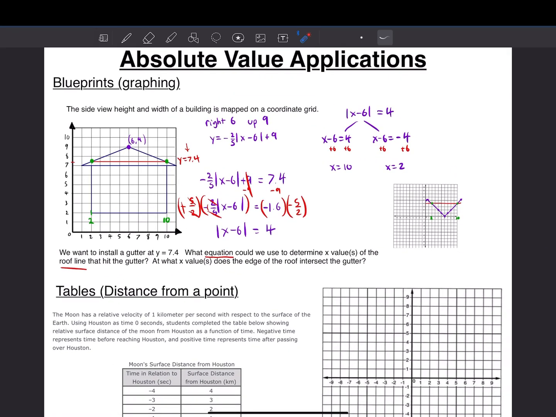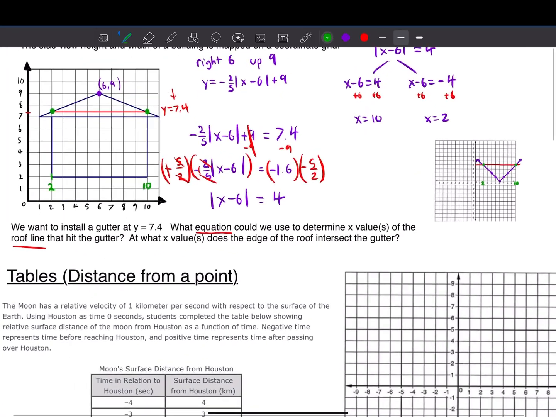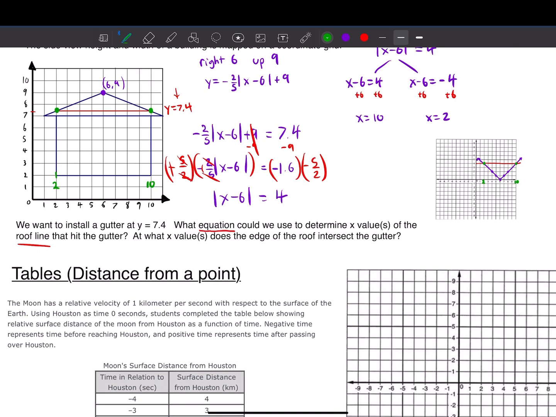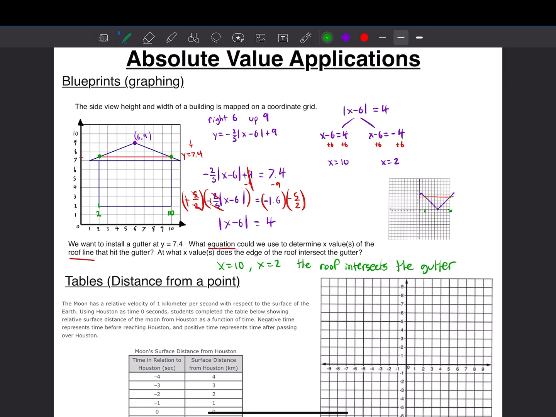So, that's problem 1. We would say, what x values do we intersect? At the x values, x equals 10 and x equals 2. The roof intersects the gutter. Okay, and now we'll move on to the next problem.